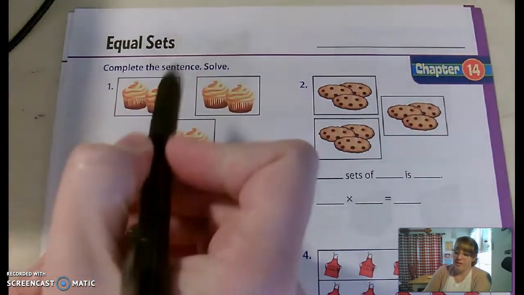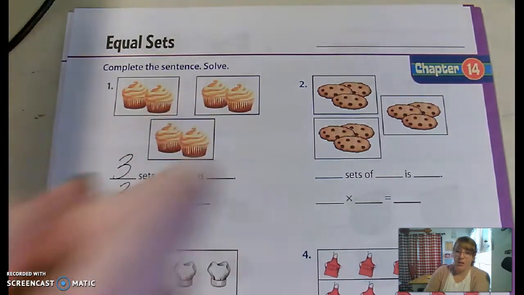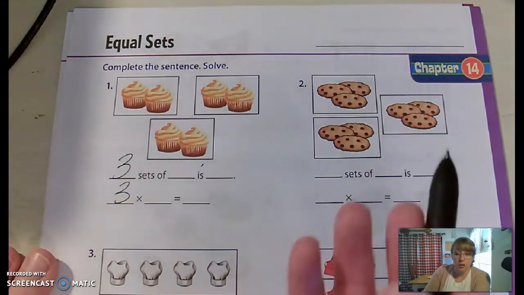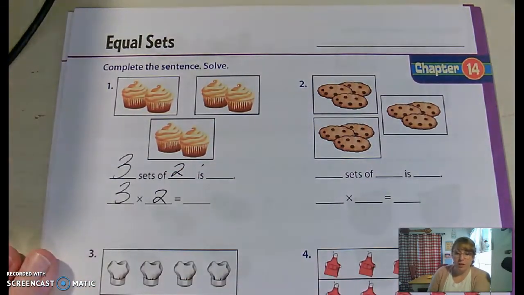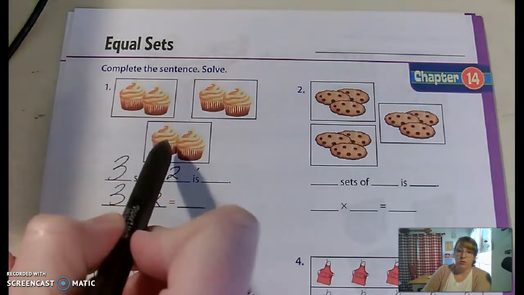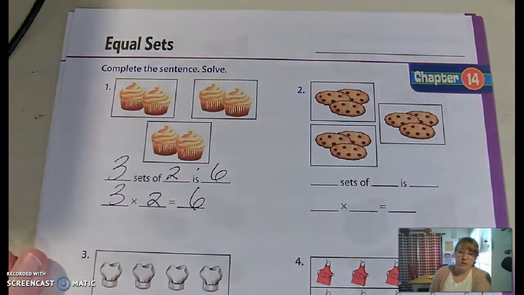So how many sets do I have here? I have three rectangles, and how many cupcakes are in each? Two. Good. So three sets of two. So 3 times 2 is 1, 2, 3, 4, 5, 6. 3 times 2 is 6.